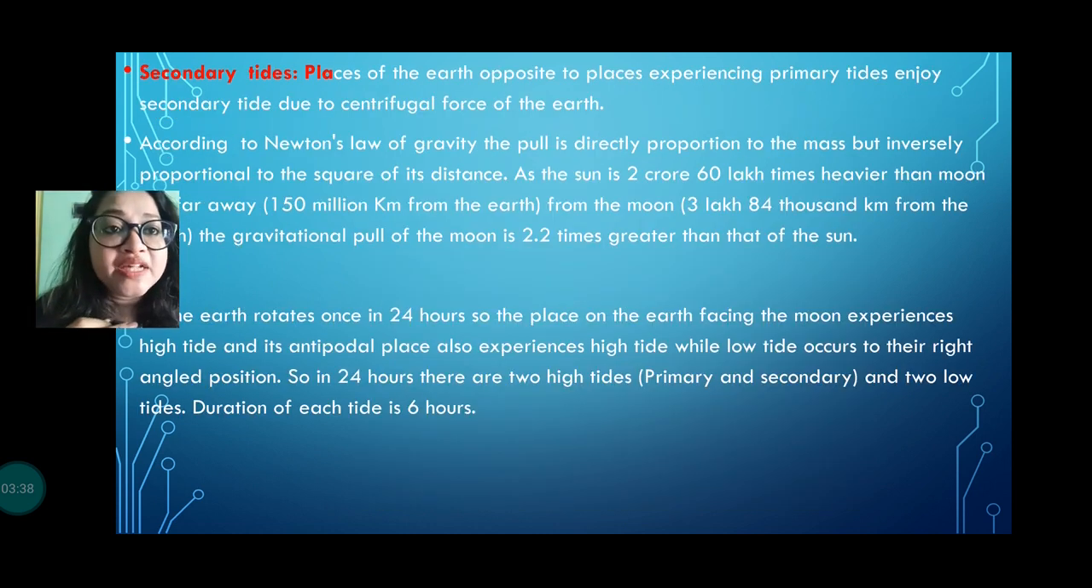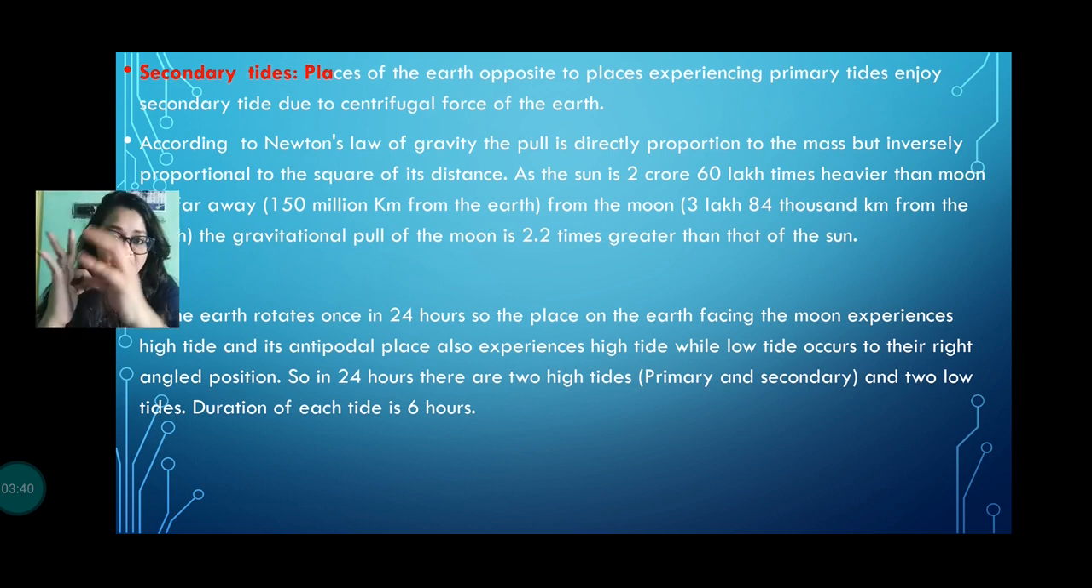Next, what is the secondary type? Secondary type means the places on the earth opposite the portion that faces the moon. The portion facing the moon has the primary tide, but the opposite side of the earth experiences a tide as well, and that tide is the secondary tide, which is due to the centrifugal force of the earth.